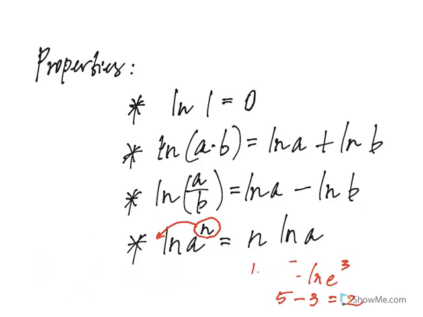And the last one there I think is easy to see as well. If you have the natural log of e to the fifth, that is equal to 5 times the natural log of e.